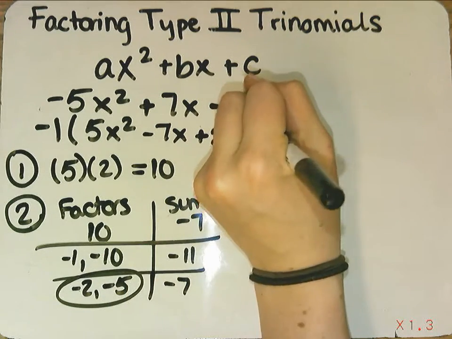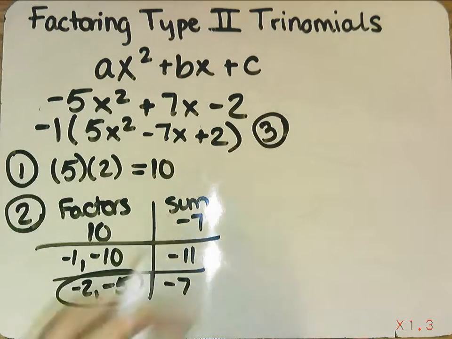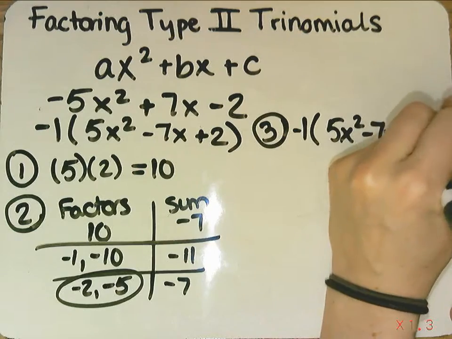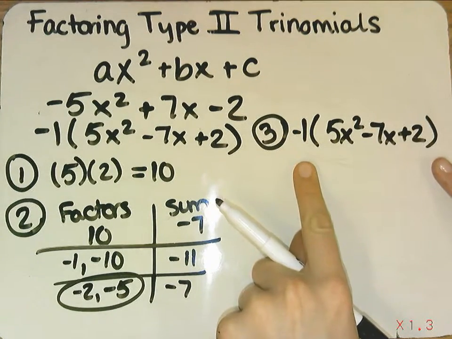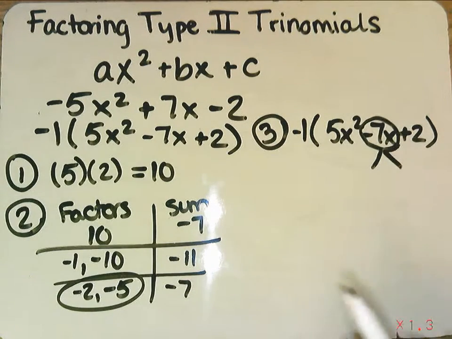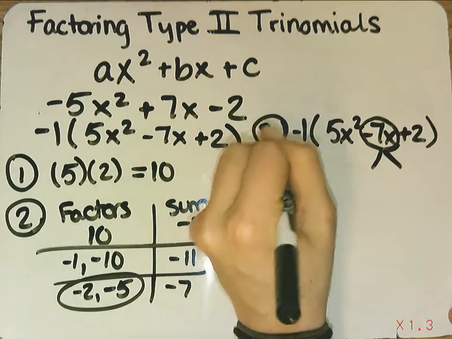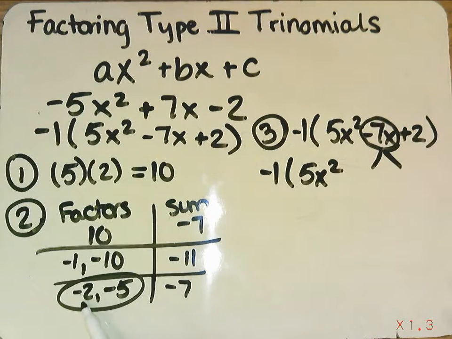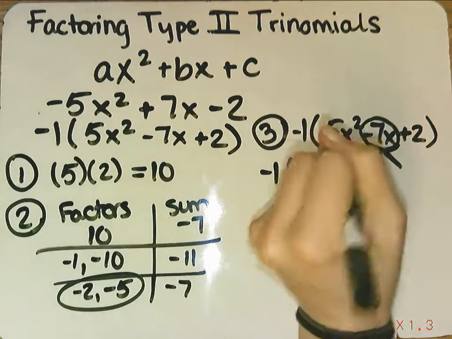So now my third step is to rewrite my polynomial. Not going to forget my negative sign that I factored out. So this is the polynomial I have right now. I'm going to take my middle term, minus 7x, and I'm going to write it as two terms. It's going to be equal, but my goal is to get this trinomial into a 4-term polynomial, because that I can easily factor by grouping. So I have negative 1 times 5x squared, and I'm going to break my negative 7x into minus 2x and minus 5x.